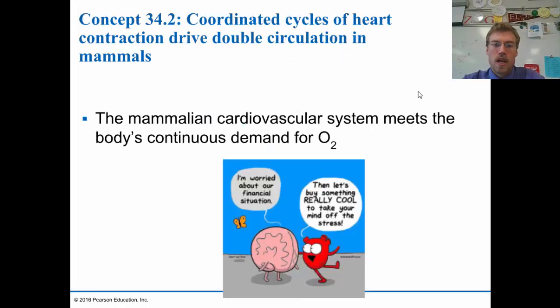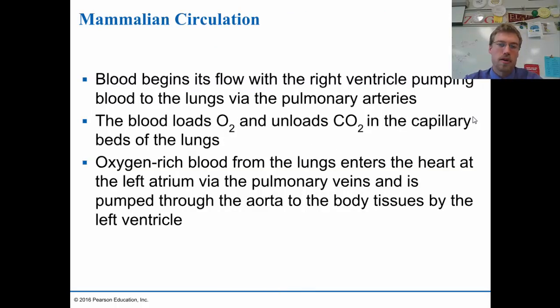body temperature. So what we're going to do now is we're going to talk about how the heart actually works and how it works in a double circulatory system. So because mammals, again, are warm-blooded animals, you have to be creating heat. You have to have oxygen continuously, and the cardiovascular system promotes that. So blood flow begins in the right ventricle, pumping blood to the lungs via the pulmonary arteries.